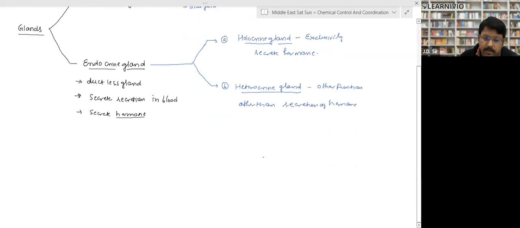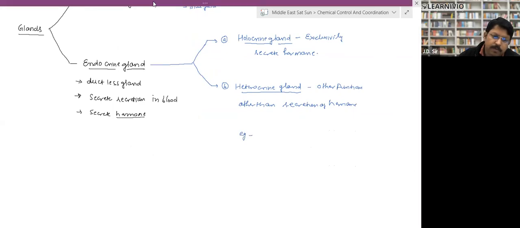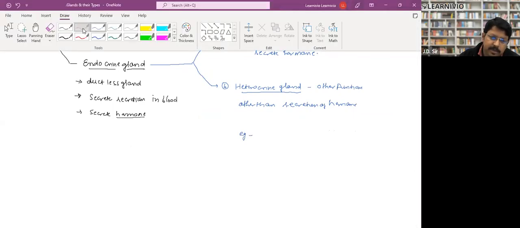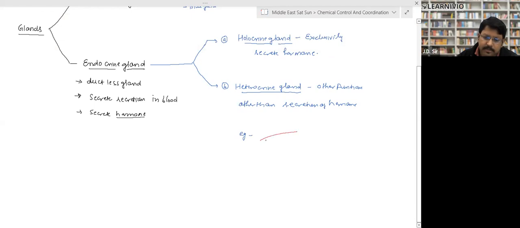For the sake of example, we have discussed the pancreas already, right? The pancreas also has a duct, but it has two functions. First, the exocrine function is to secrete enzyme, pancreatic enzyme, right? And the second function, it secretes hormone as well. So there are two functions. That's why this is called heterocrine.